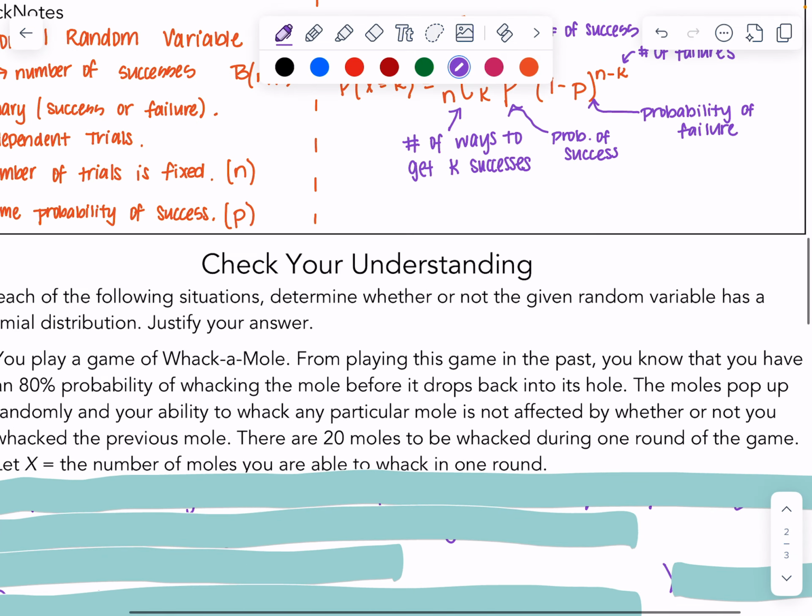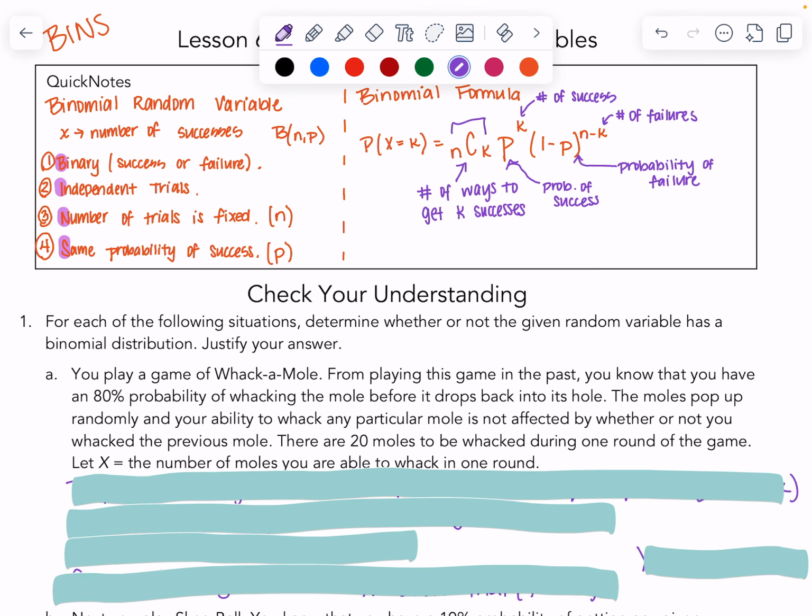Okay, I do want to go through the check your understanding with you. So, for each of the following situations, determine whether or not the random variable has a binomial distribution. Justify your answer. You play a game of whack-a-mole. From playing this game in the past, you know you have an 80% probability of whacking the mole before it drops back into its hole. The mole pops up randomly, and your ability to whack any particular mole is not affected by whether or not you whacked the previous mole. There are 20 moles to be whacked during one round of the game. Let X equal the number of moles you are able to whack in one round.